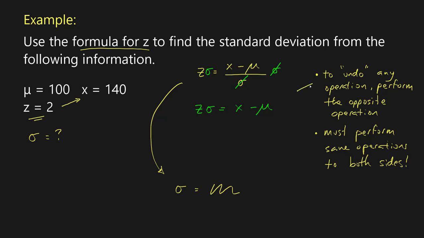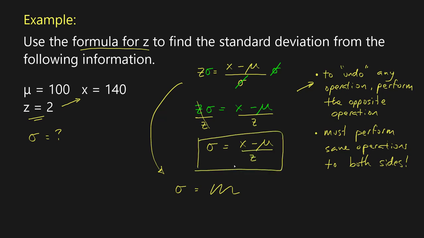So I go back to this first rule here to undo any operation. So multiplying sigma by z, I want to undo that. I perform the opposite operation. So I'm going to divide by z, but I have to do the same thing to both sides. These two will cancel, and that's going to leave me with sigma equals x minus the mean over z. So this is the formula that I can use to find sigma.